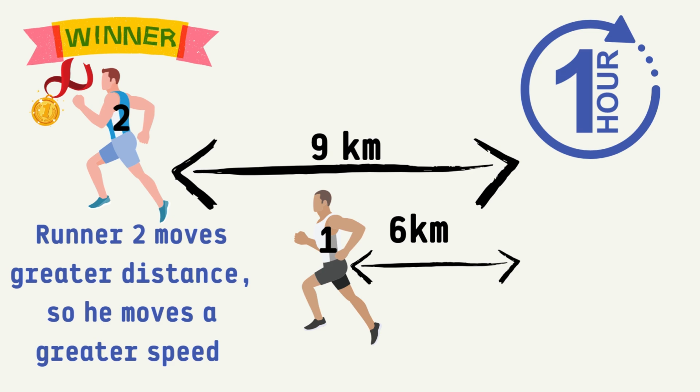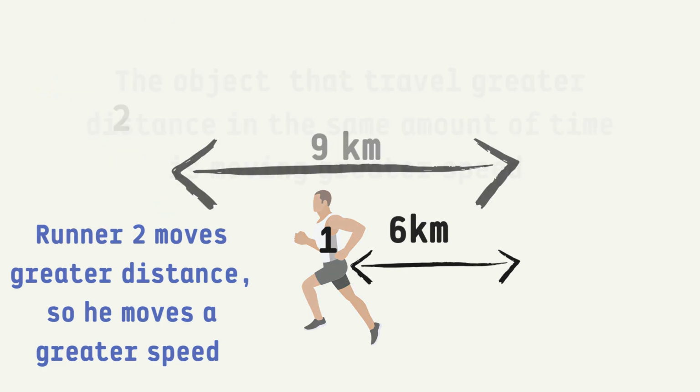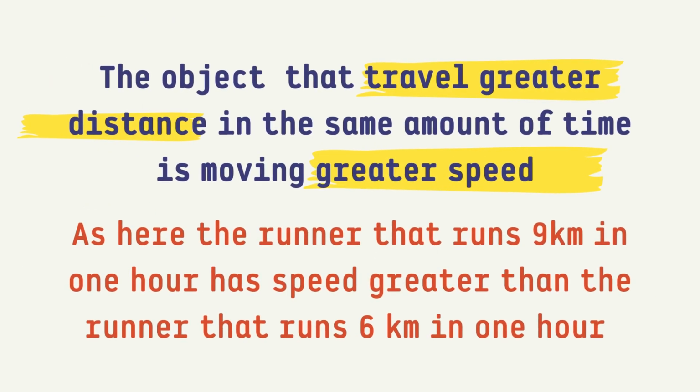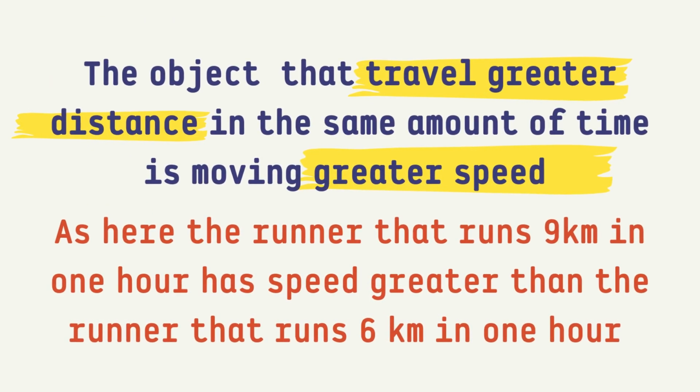So he moves with a greater speed. He was running very quickly, the faster. This is why we calculate the speed. The speed is the distance divided by the time. So here, the speed of the first runner will be 6 divided by 1, so it's 6 kilometers per hour. And the speed of the second runner is 9 divided by 1, so it's 9 kilometers per hour. So he moves more distance and he has more speed.